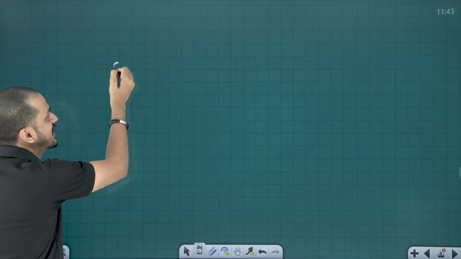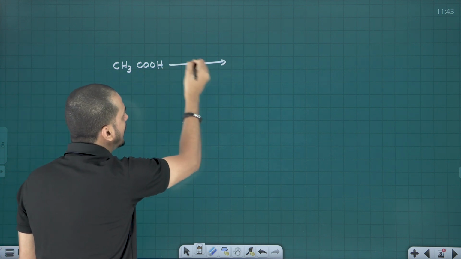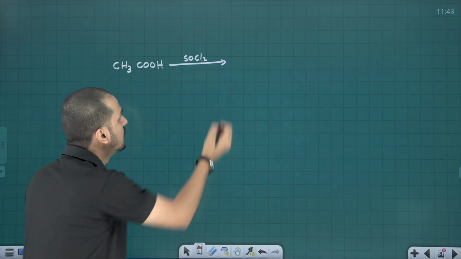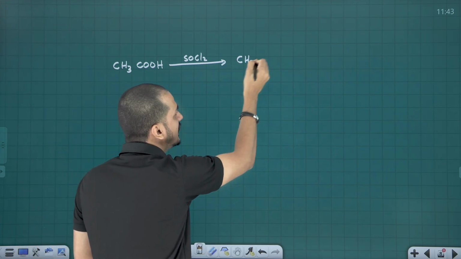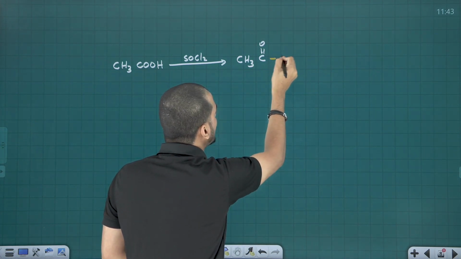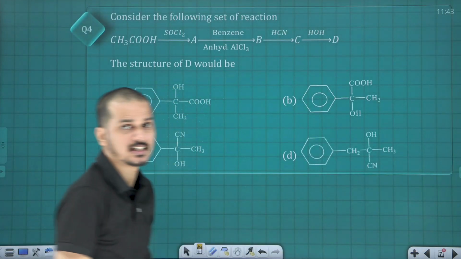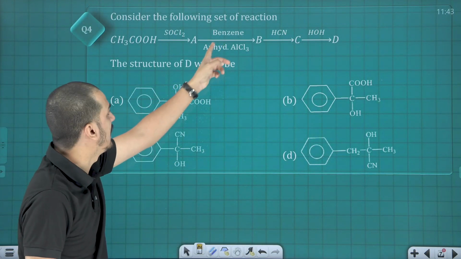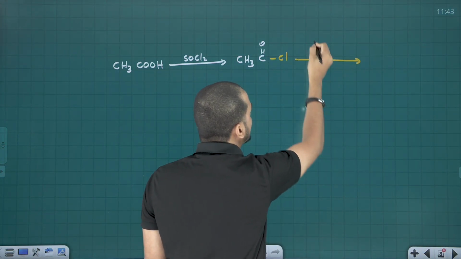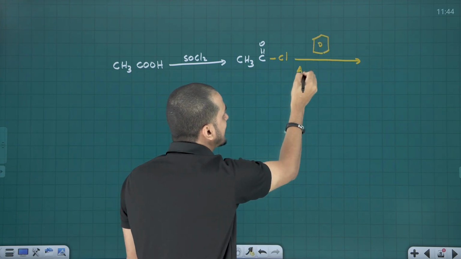You can see, dears, CH3COOH is there. If I am treating this one with SOCl2, what will happen? Acid chloride will form, CH3C double bond O, and here Cl will come. CH3COCl will come. That's all. In the next step, acid chloride, acetyl chloride you got. You are treating that one with benzene and anhydrous AlCl3.